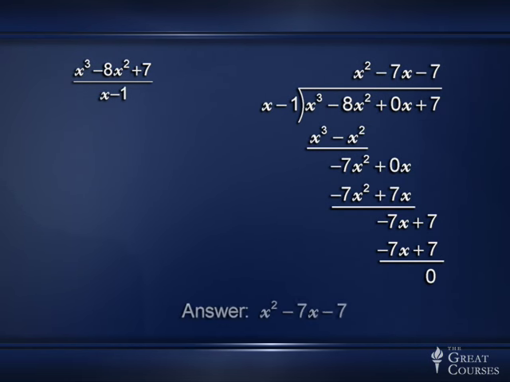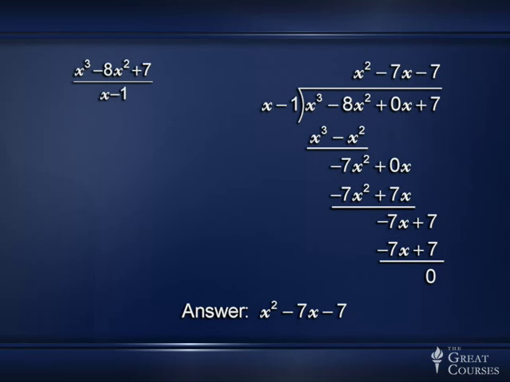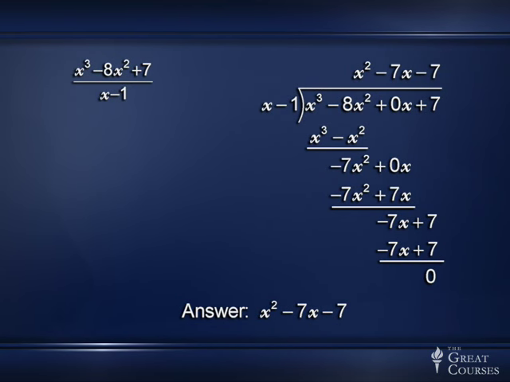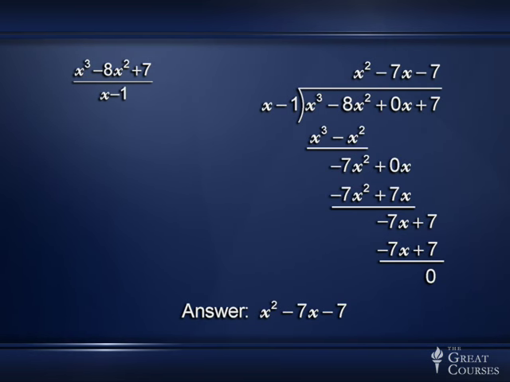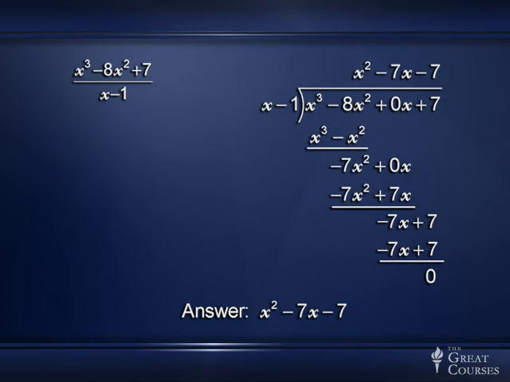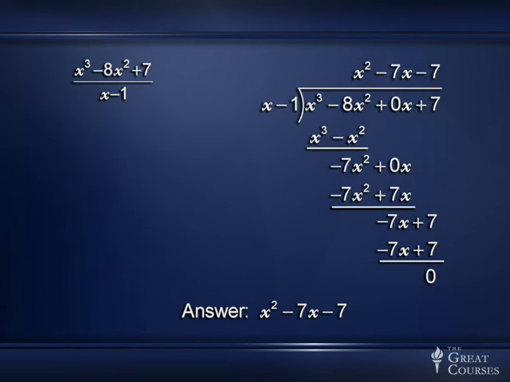And the final answer then, when I do that division, is actually a nice polynomial. It's x squared minus 7x minus 7. And again, you're going to see a lot of remainders that are not 0. In this case, we actually did have a remainder of 0. Most of the time, if you just write down two polynomials, you're going to see a non-zero remainder.